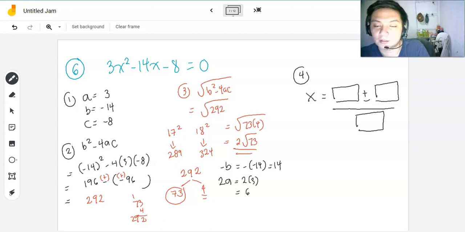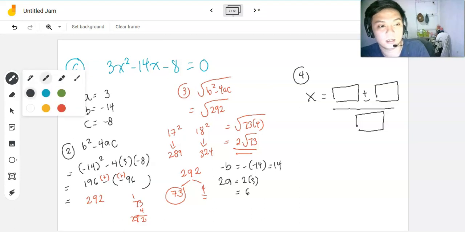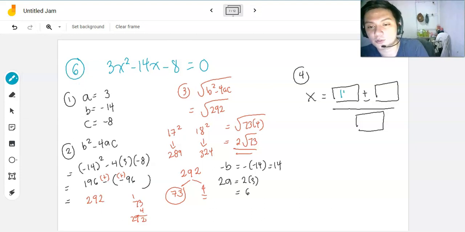So what do we put in the first box sa taas? Yung negative of b, which is 14. Tapos, dun sa second box sa taas, yung simplified form ng square root and discriminant. So, which is 2 square root of 73. And sa baba, yung value ng 2a, which is 6. Ayan. So, can we simplify this?